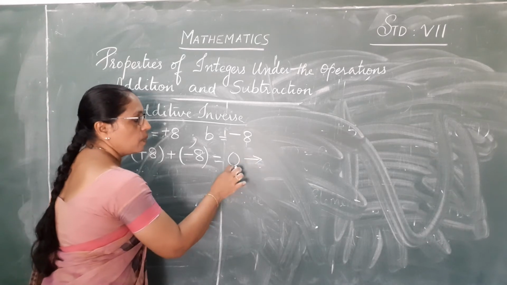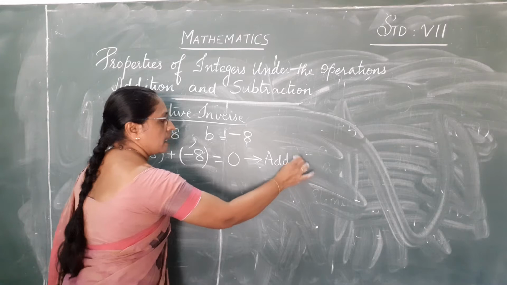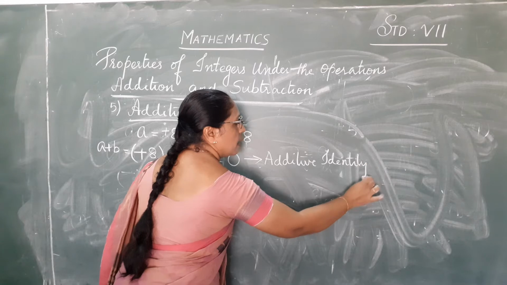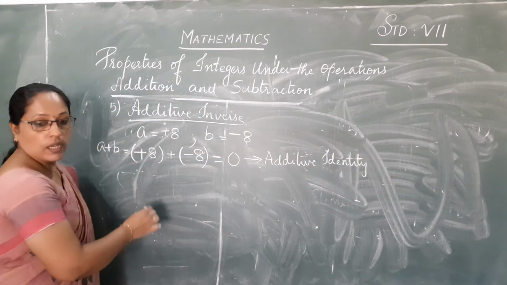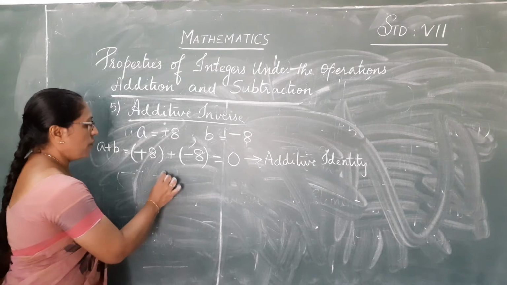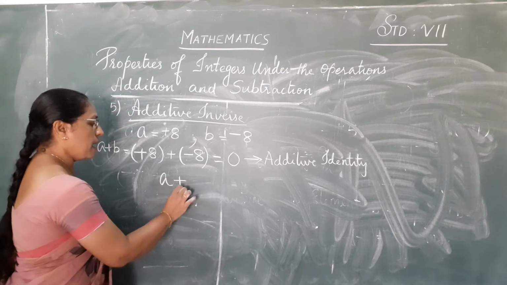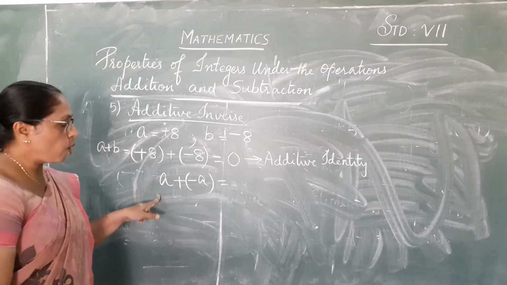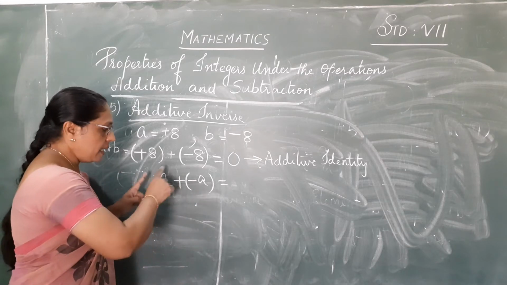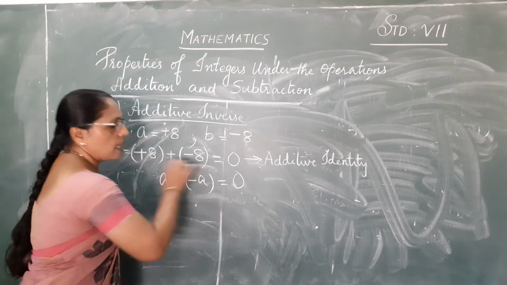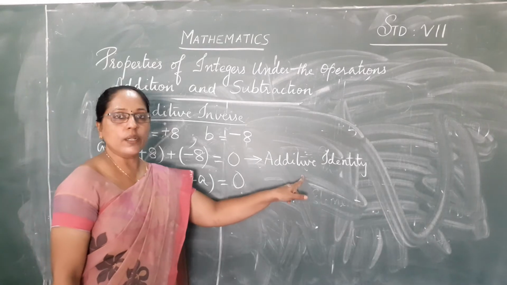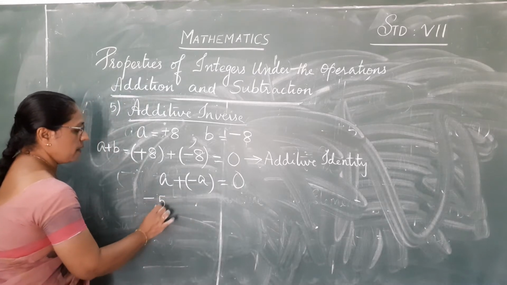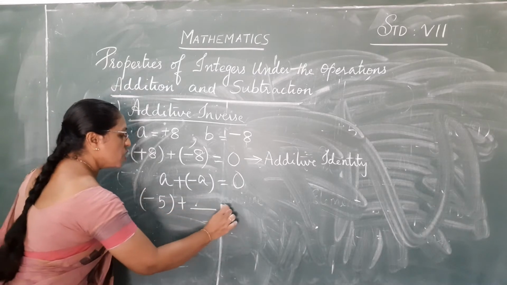And 0 you already learned what is 0. Additive identity. Okay. Now, that is if a is an integer, then a plus negative a. If a is an integer, then its opposite is negative a. When you add an integer and its opposite integer, what's the answer? 0. And what do you call that 0? Additive identity element.